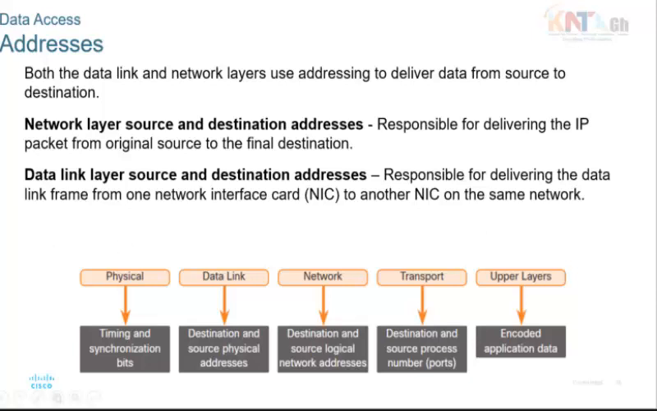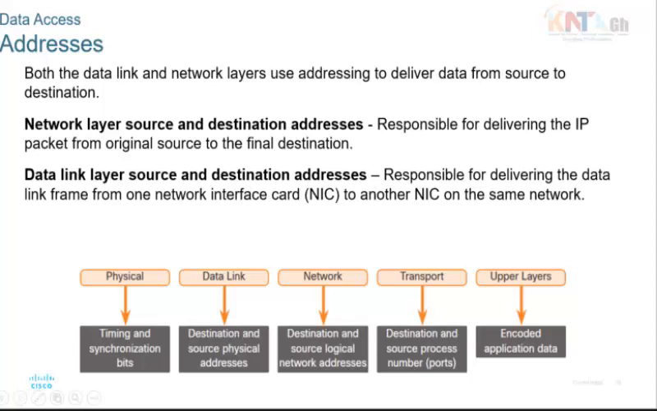So this is the OSI model. This is layer 1, layer 2, layer 3, and layer 4, and these are the upper layers. At layer 1, which is the physical layer, there is timing and synchronization of bits. When these bits are encapsulated into frames, which is layer 2, at the data link layer, destination and source physical addresses are added so that when it's transmitted, it will know where the data is coming from and where it is going.